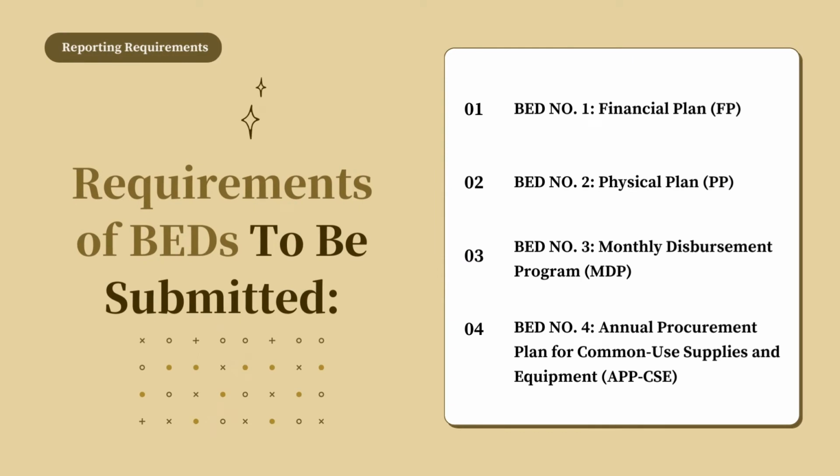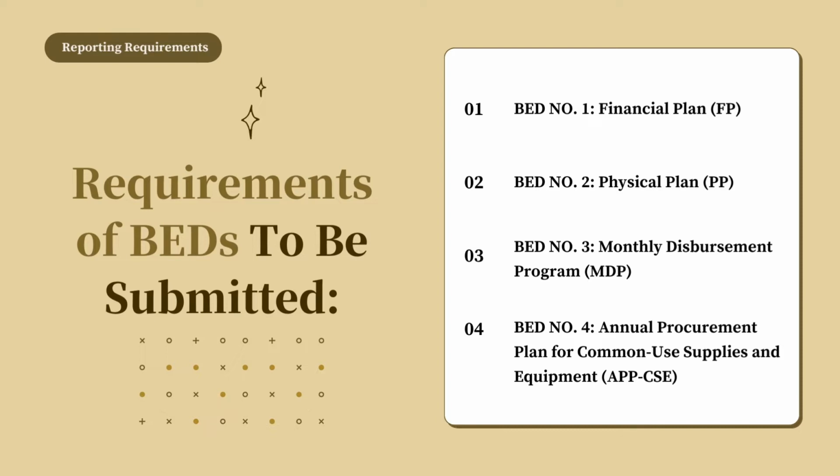Now, as prescribed in this circular, the following budget execution documents shall be submitted. First, BED number 1, Financial Plan or FP. Second, BED number 2, Physical Plan or PP. Third, BED number 3, Monthly Disbursement Program or MDP. And fourth, BED number 4, Annual Procurement Plan for Common Use Supplies and Equipment or APPCSE.